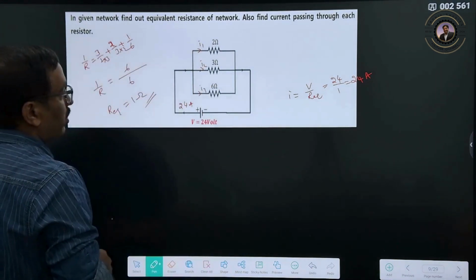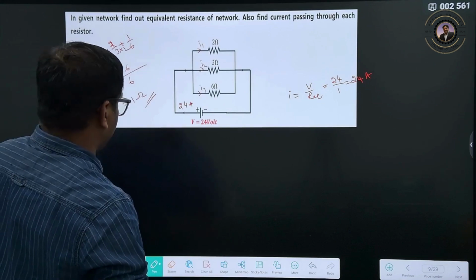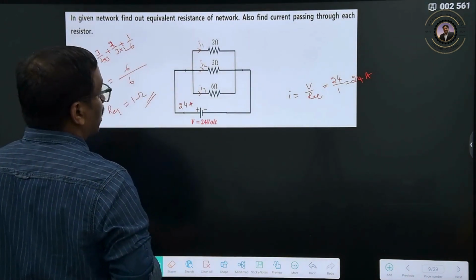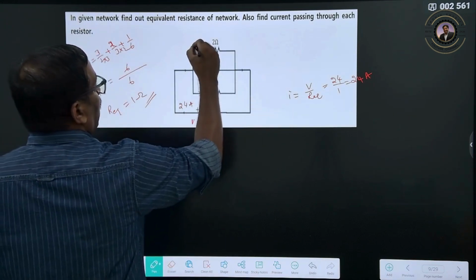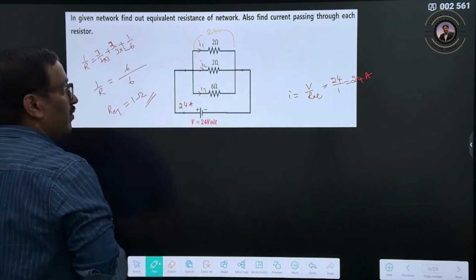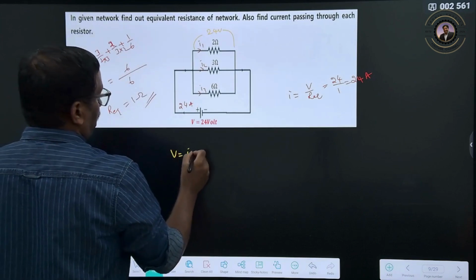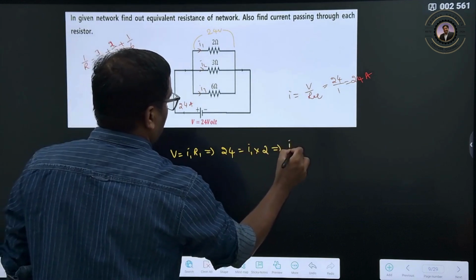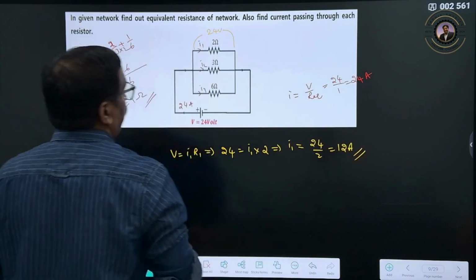I already told you that currents are divided in such a way that the potential difference across them will be the same. Clear? So how do we calculate the potential difference now? There is no other part here, so across this it is also 24 volts. If any other resistors were there, the potential difference would be different. So V is equal to I1 into R1, 24 is I1 into 2, that implies I1 is 24 by 2, so 12 ampere flows.